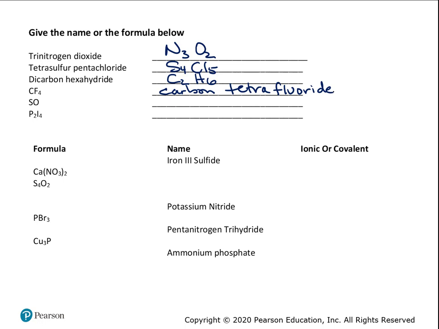So what's SO? Not sulfur oxide, sulfur monoxide. Right? So remember, if the second element is 1, put mono. If the first element's 1, you don't gotta. P2I4. Diphosphorus.